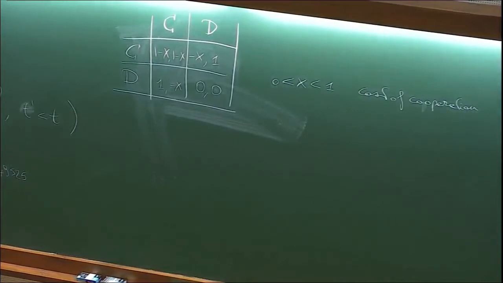But you can figure out that essentially there is only one Nash equilibrium, okay? Which is always defect. And how do you reach this conclusion? Well, you do backward induction, okay?